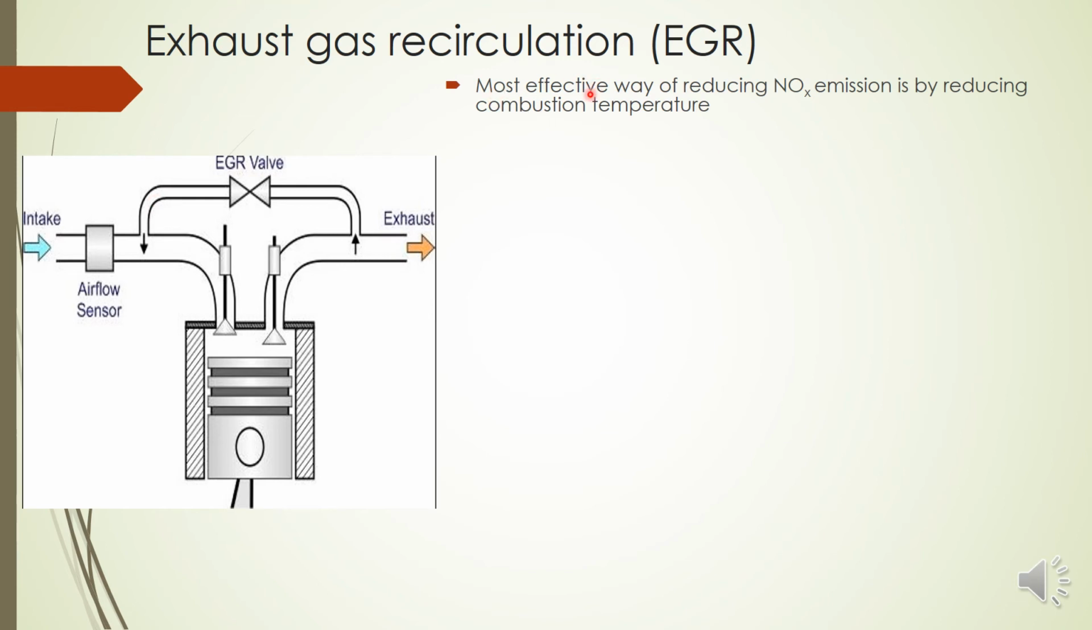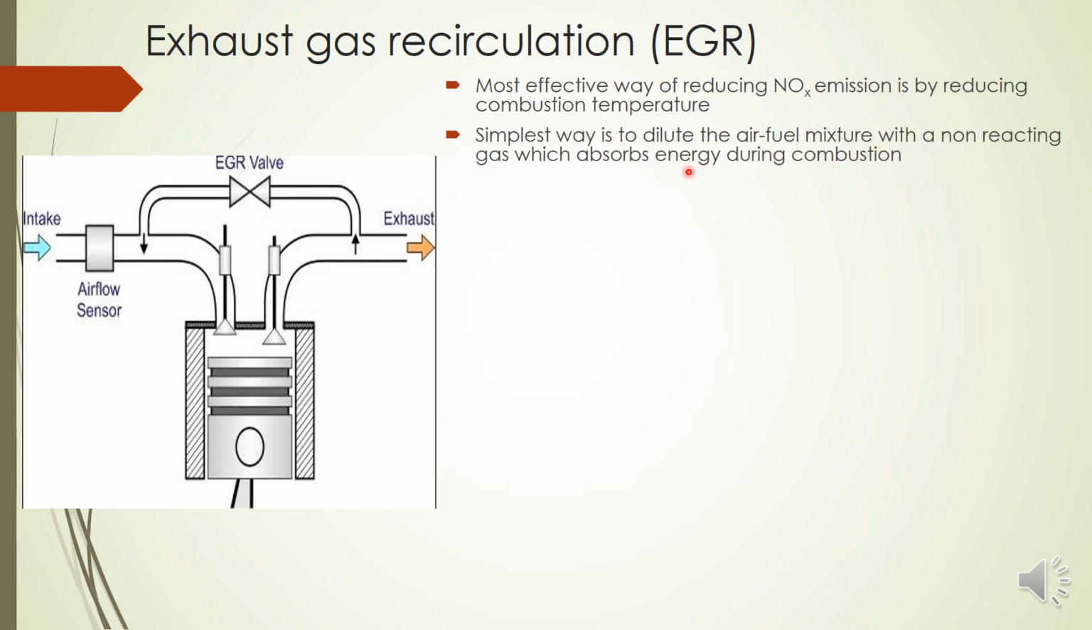We know that the EGR method comes from the NOx emission point. We can reduce NOx by reducing the combustion temperature. The nitrogen and oxygen will react to form nitrogen oxides only when the temperature reaches beyond a certain value. So if we somehow reduce the temperature by diluting the air-fuel mixture with a non-reacting gas, any non-reacting gas, which will absorb the energy during combustion, we can reduce the NOx emission.